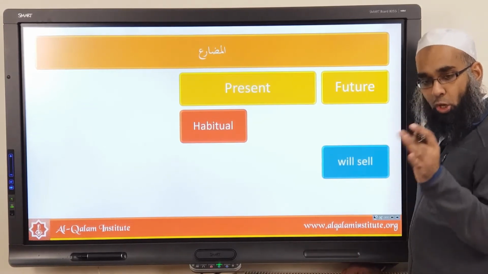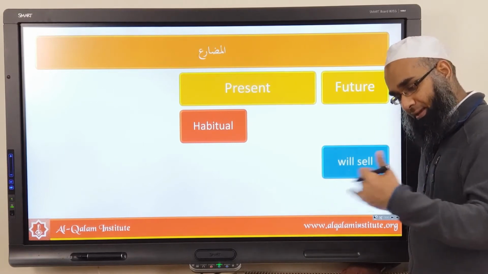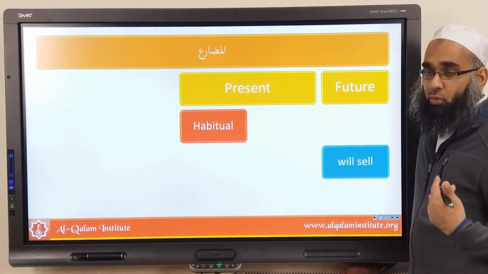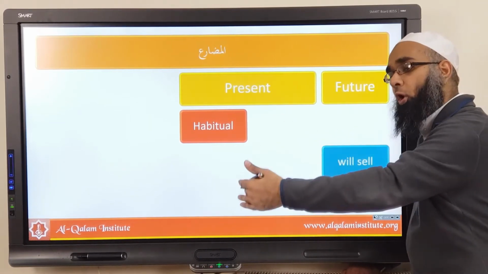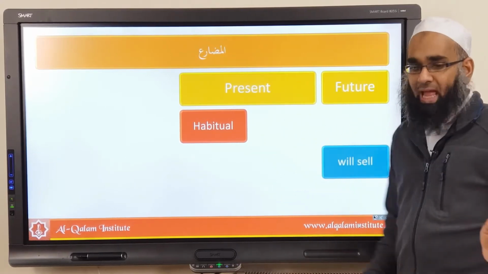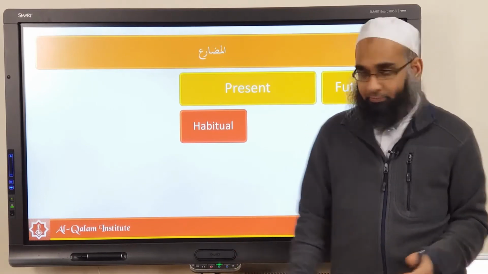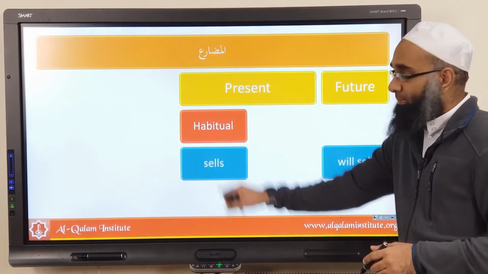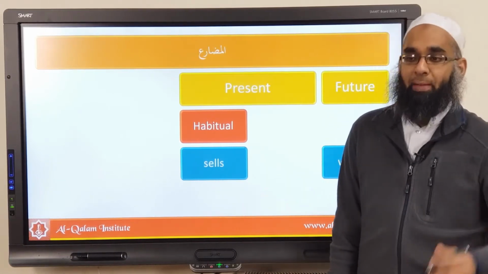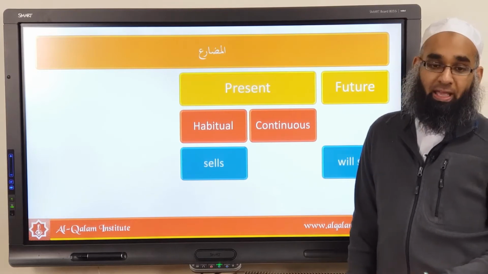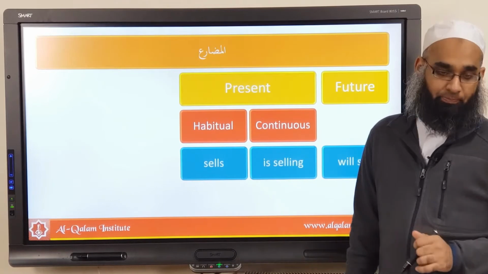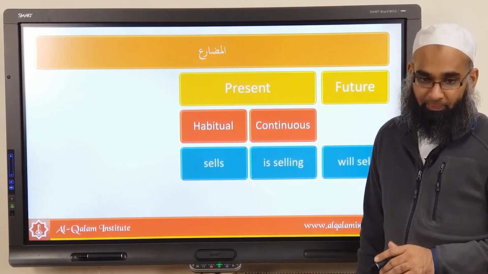Present habitual means what? You do something over a period of time, a bit in the past, a bit in the future. For example, we come to madrasa at 5 o'clock. So it happened yesterday, it's going to happen tomorrow, it's happened today. It happens regularly, habitually in the present. And present continuous, so for example, he sells. Meaning, that's his long-term job. He's doing it in the present over a long period of time. And continuous means what? It's happening right now. He is selling. Okay? You following?